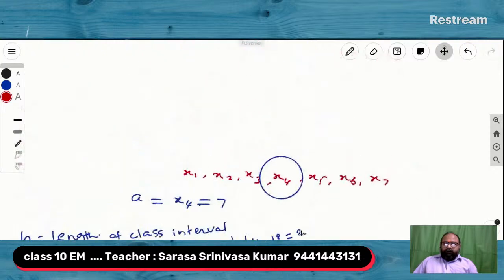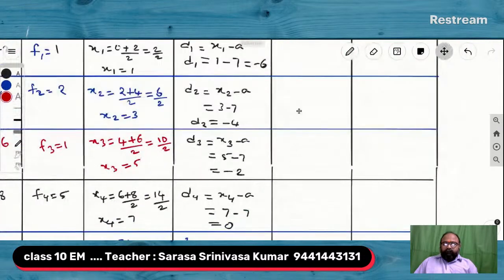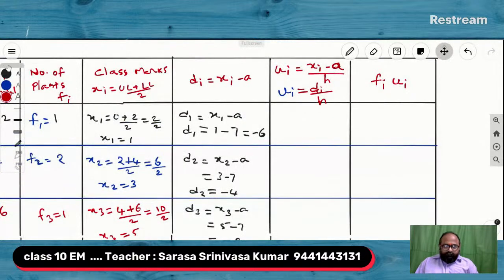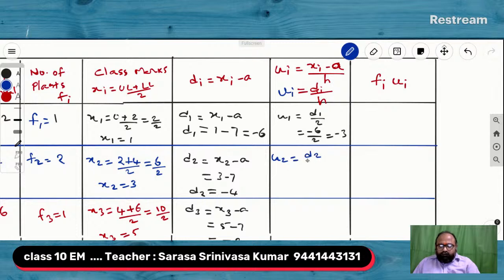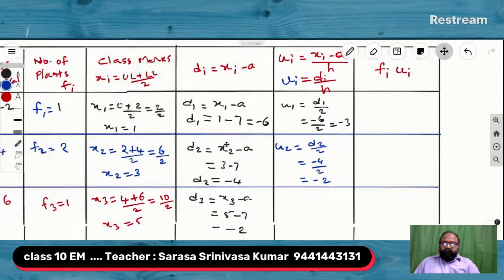Therefore, we will calculate here u1. What is u1? u1 equal to d1 by 2. This is equal to minus 6 by 2 equal to minus 3. Next, we calculate u2. u2 equal to d2 by 2. This is equal to minus 4 by 2. This is equal to minus 2. u2 equal to minus 2.